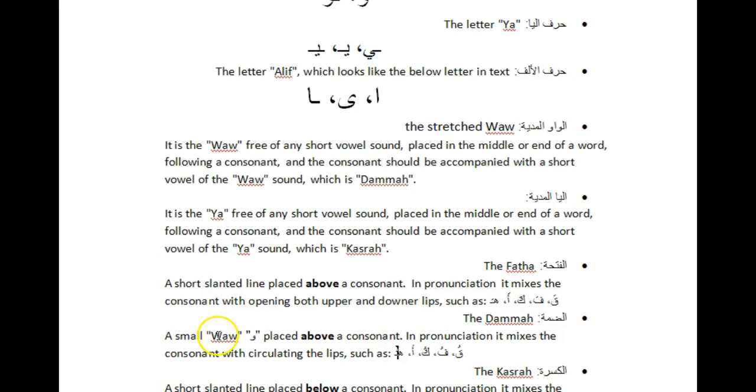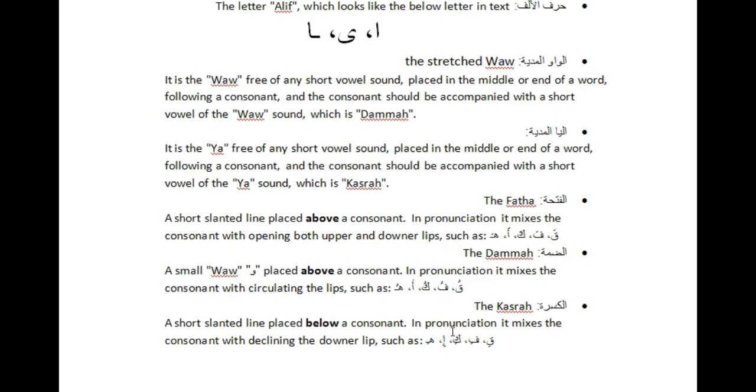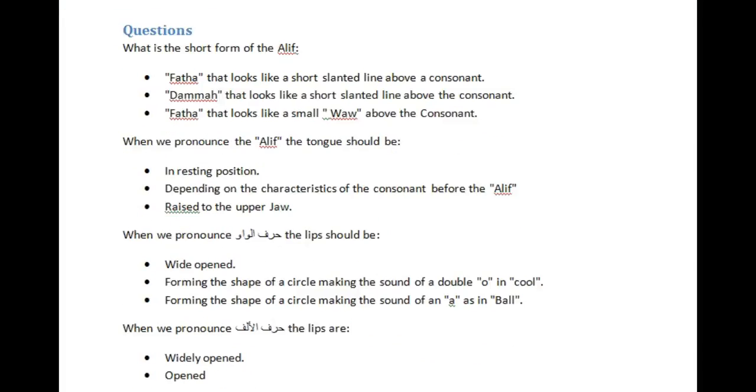Why? Because the dhamma is a small waw placed above the consonant. In pronunciation, it mixes the consonant with circulating the lips. U, fu, ku. Kasra: a short slanted line placed below a consonant. In pronunciation, it mixes the consonant with declining the lower lip, such as qi, fi, ki, i, hi. Okay, we're done now. We have some questions here.